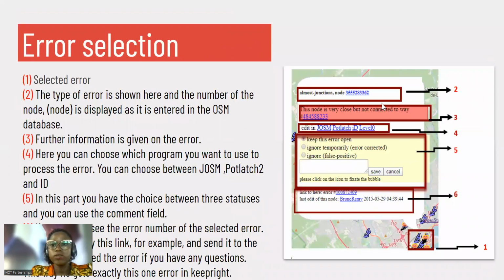Maybe before I go there, once you've selected an error, you'll see this. These are the nodes, the number of nodes as entered into the OSM database. Number 3 here is a further description of the issue that you have selected. Number 4 are different editing tools that you can use to fix the error. Number 5 are different statuses that you can select after working on the issue. Below here, you'll see when the issue was created or last edited, and the user who probably caused the issue or last edited that node.